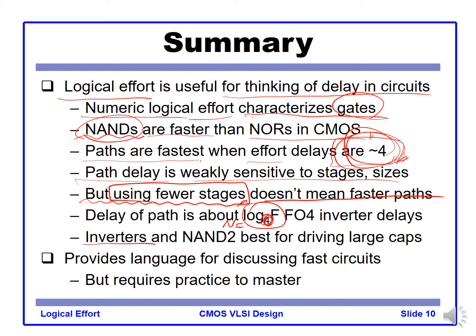So inverter and NAND are best for driving large capacitance, right? Because those two have the minimum logical efforts. So inverter is G equal to 1 and NAND gate is G equal to what? 4/3, right? That's close to 1. So that's quite important. Most of the time you try to construct logic made out of inverters and 2-input NAND gates. That's best for driving large capacitance.